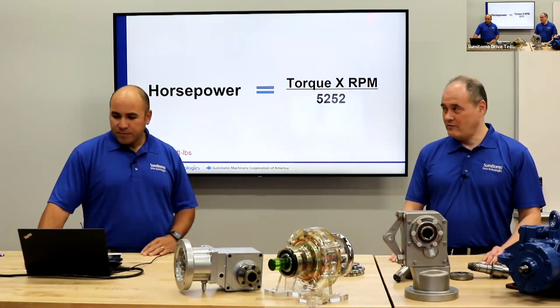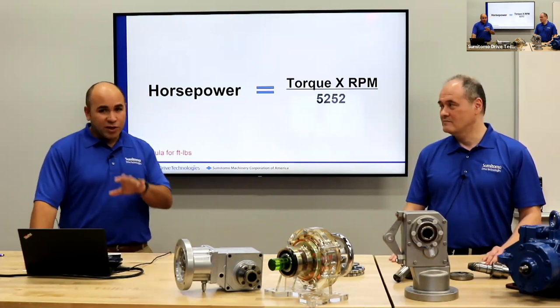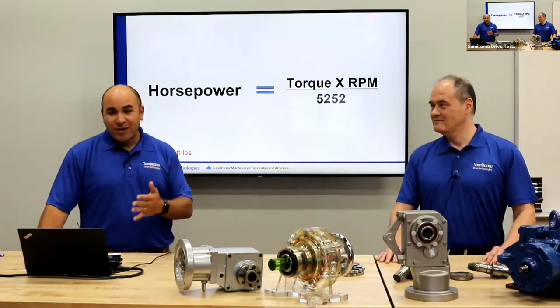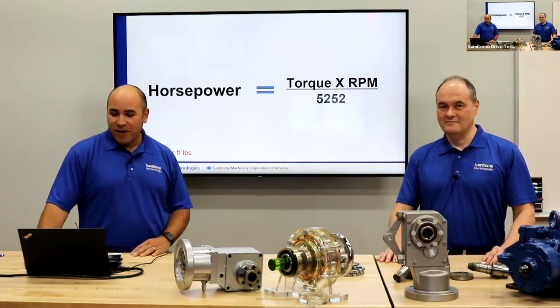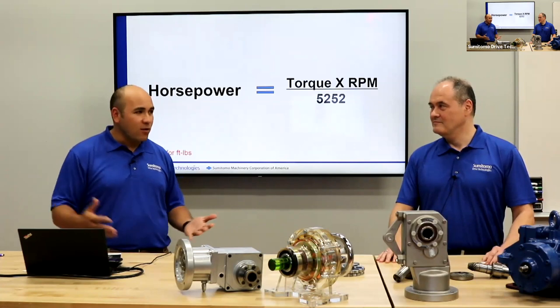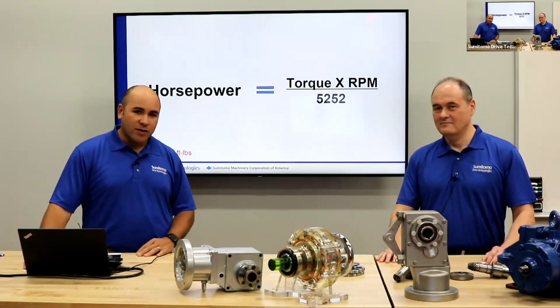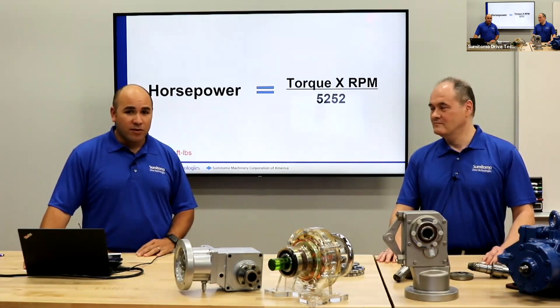That's correct, for foot pounds. Okay, and I'm gonna cheat a little bit because I do know that horsepower is equal to torque times RPM divided by 5252. But we always get this question, why 5252? And as we've already said, this is the foot pounds formula.